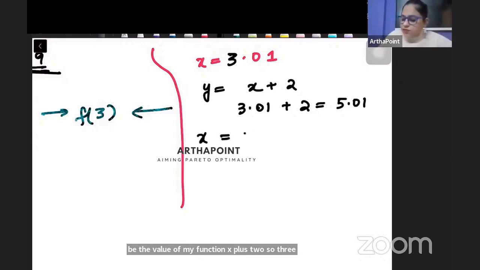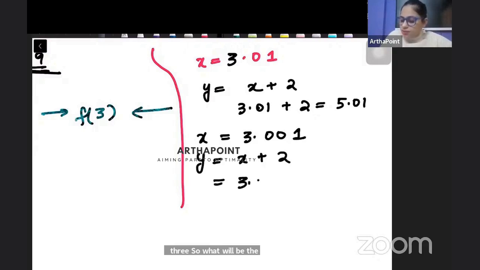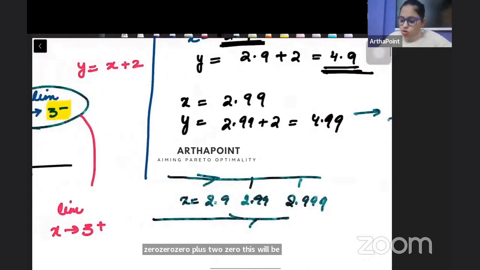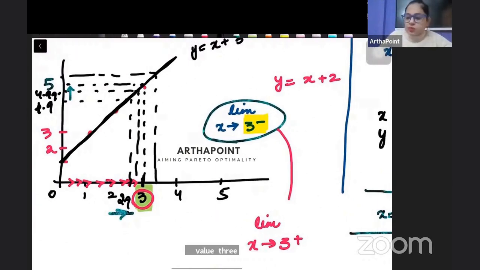So let the value of x be 3.001. So what will be the value of y? It will be x plus 2, 3.001 plus 2. तो बच्चे this will be 5.001. Again I am going close to 5. जब x का वैल्यू मैंने 3.01 लिया, it was 5.01. जब मैंने और 3 के पास लिया, it became more close to 5.